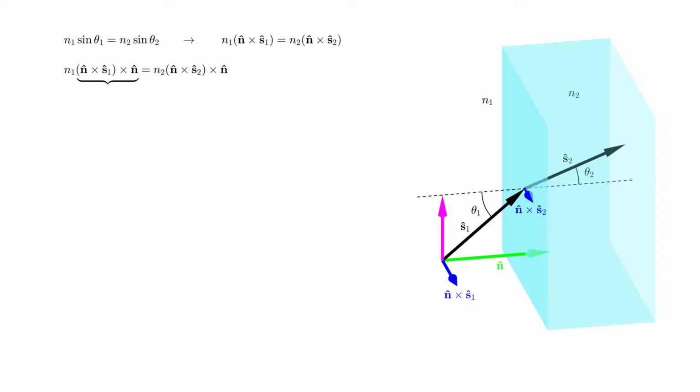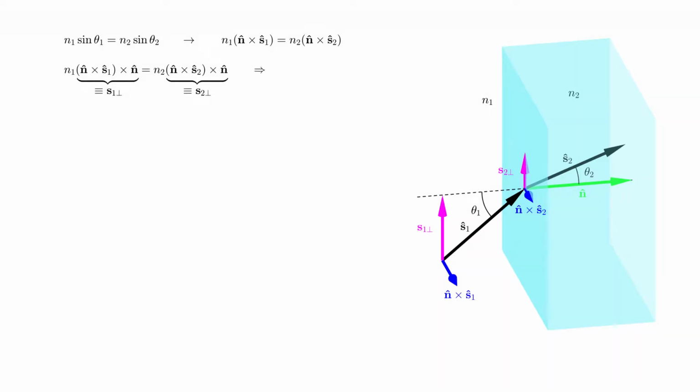What's more, the magnitude of the cross product of two perpendicular vectors is simply the product of their magnitudes, and the normal has unit magnitude. So the magnitude of this double cross product is just the magnitude of n hat cross s1 hat, which we already know equals the sine of theta 1. If you think about it, this means that we have actually found the component of s1 hat perpendicular to the normal. We can use an analogous argument to show that this vector on the right-hand side is the component of s2 hat perpendicular to the normal.